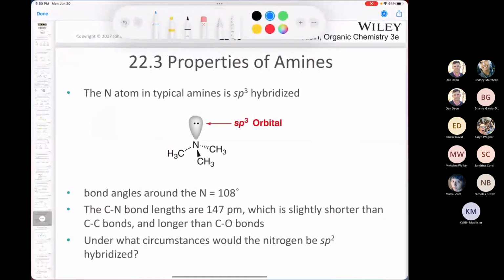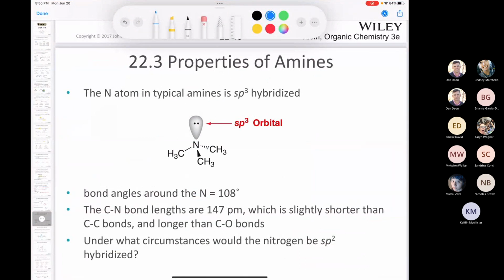All right, properties of amines. The nitrogen in an amine is sp3 hybridized. This goes all the way back to the beginning of organic chemistry 1, even in your general chemistry days when you would have discussed hybridization. So you need to know the hybridization of that nitrogen atom.